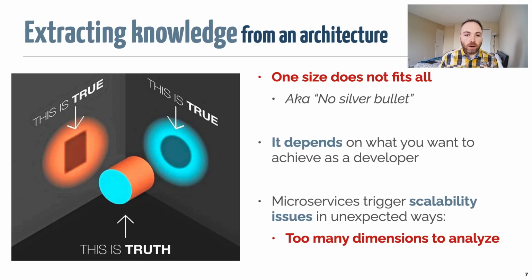So basically our problem is a classical knowledge extraction problem, and especially with microservice architectures, one size does not fit all, based on the technological variability that does exist. And it also depends on what you want to achieve and what you want to understand when entering inside your architecture. So I have in the next slide different case studies to show and demonstrate those different dimensions.